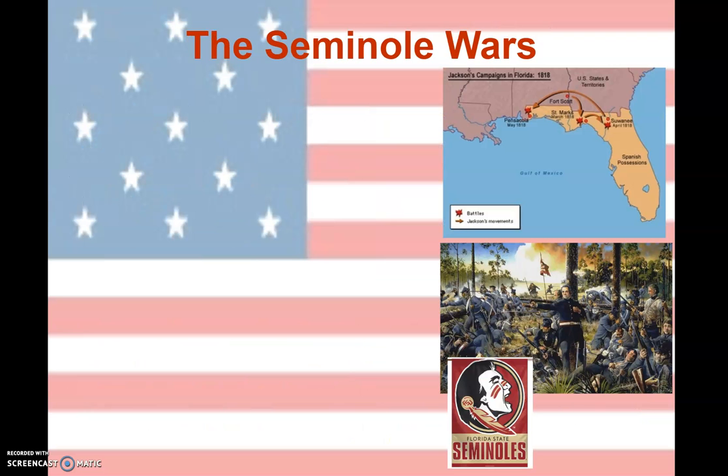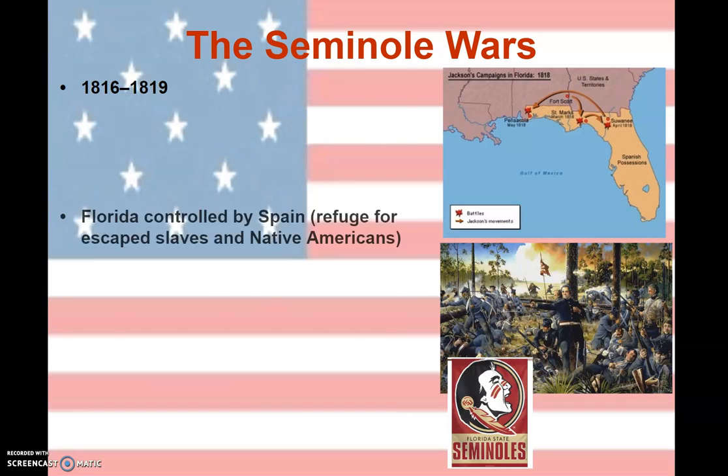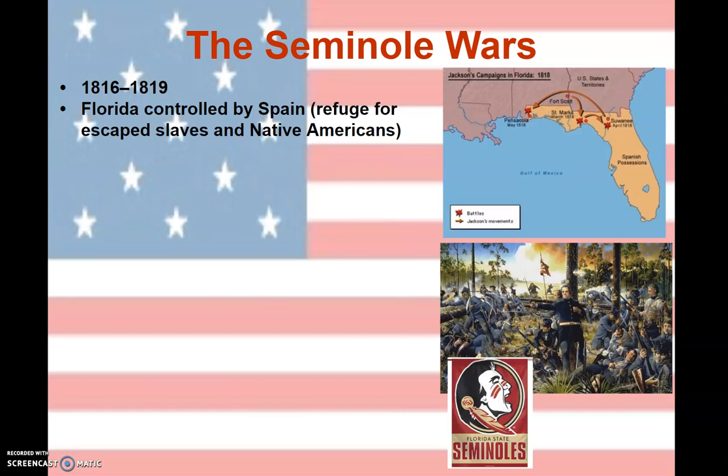The Seminole Wars, another awesome thing that we simply just don't have time to get super, super deep into. 1816 to 1819. Florida at this point is controlled by Spain. Spain used to have Florida and then kind of gave it to England and then took it back. And so now, anyway, long story short, Spain controls Florida. And Florida is seen as a safe haven for escaped slaves because they know that if they escape and get to Florida, the Americans can't bring them back. So they're fleeing to Florida. And also Native Americans are fleeing American control by going to Florida. So we have escaped slaves and Native Americans in Florida.